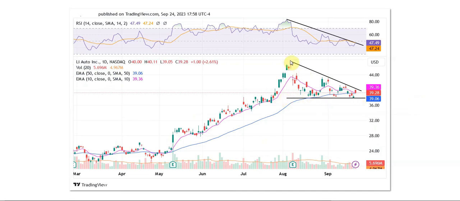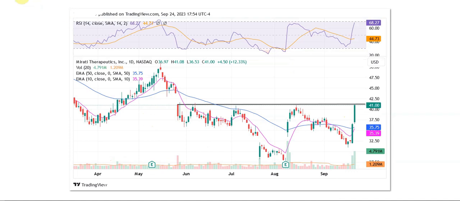Next, Li Auto, LI. I drew a triangle here with support at around 39. Sorry, this is 38, I believe. Downward trend. From here, this could trade either way. It's like waiting for a very important decision here. Is the 10 and 50 day going to cross to the downside? Will the stock break below support, or will it break resistance? Will the RSI continue to move down, or will it break resistance and move higher? So this is a toss-up. Watch this one if you want to take a position. Li, LI.